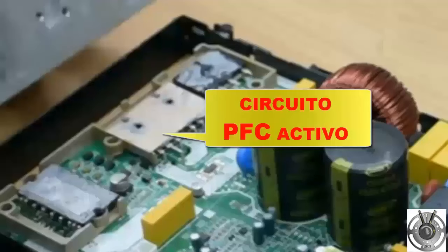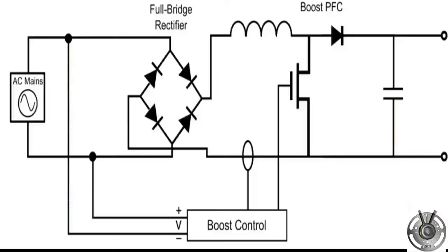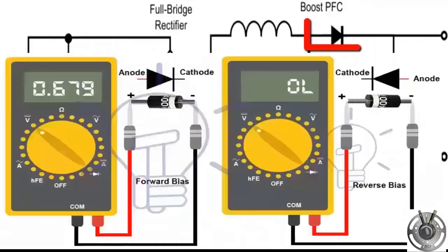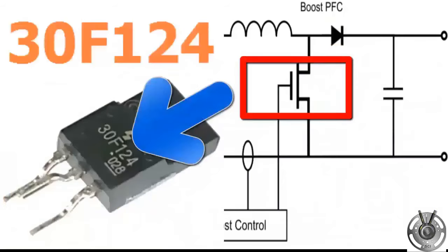G. If the voltage delivered by the rectifier bridge is correct, the fault should be focused on the PFC module. To check for faults in the PFC module, it is advisable to focus on the condition of the IGBT transistor, the recovery diode, electrolytic capacitors, and tracks.